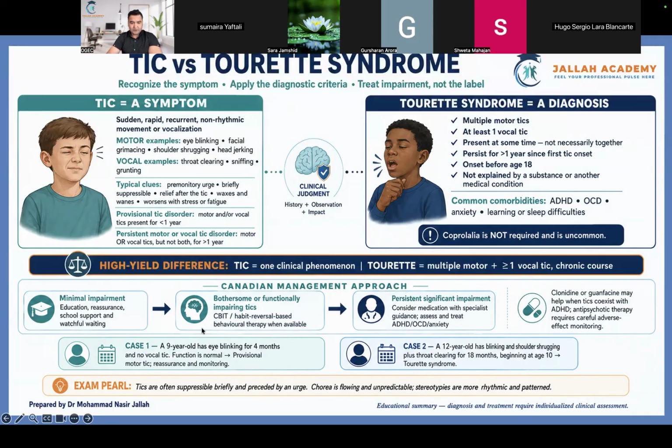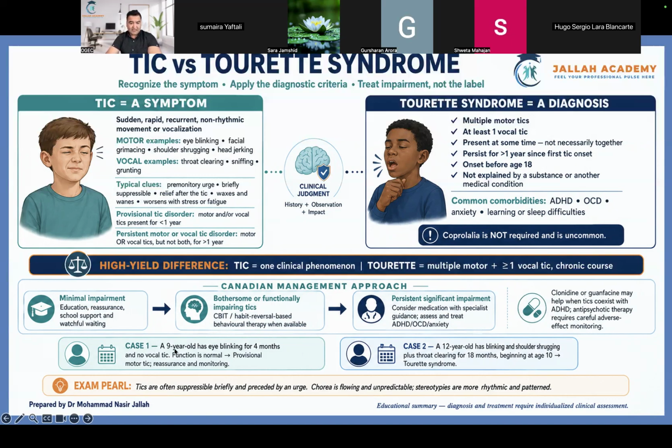Minimal impairment, bothersome functionality. So the CBIT, this is important. This is the important treatment, the first best treatment, unless the patient has persistent symptoms or has a combination of this condition with ADHD, OCD, or anxiety, then we start clonidine or guanfacine.